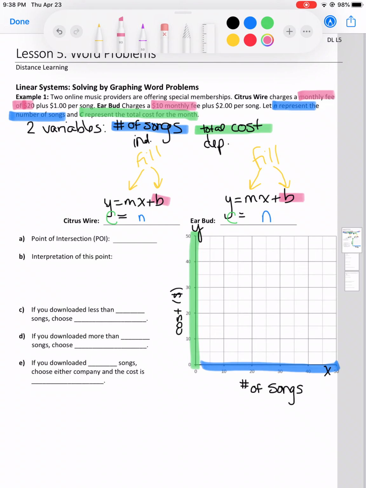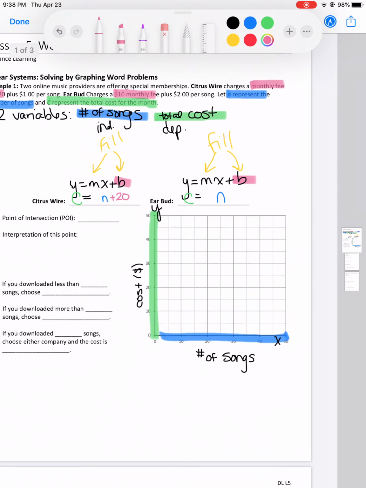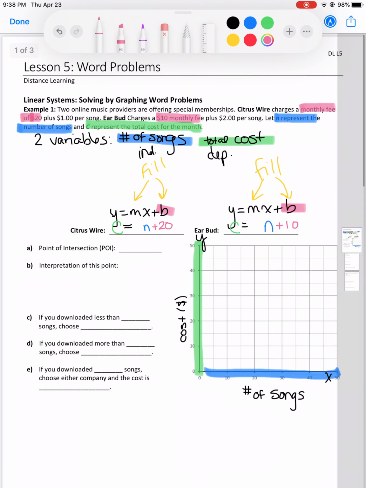Let's do monthly fee of $10. So, what's going in for my Bs? For Citrus Wire, it's $20. And for Earbud, it's $10. Right? One-time fee. That's where we start. If they get a membership, haven't even started downloading songs yet, they still had to pay their $20 or they still had to pay their $10.